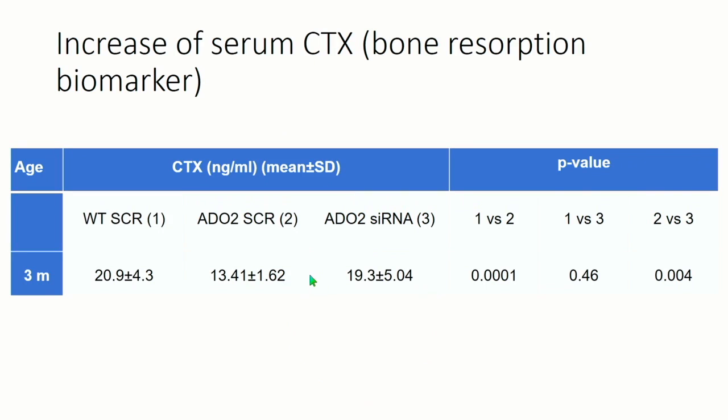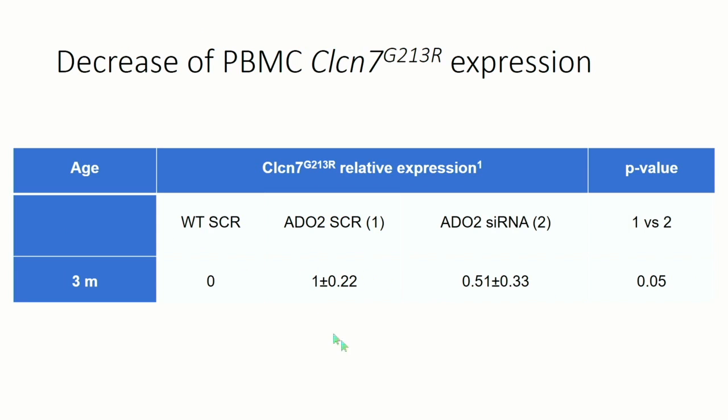And so let's start with this. You see here that the CTX, a marker of bone resorption, was decreased in E02 mice and returned to wild-type level upon the treatment, with a significant increase of bone resorption. From this blood, we isolated the PBMC, and we showed that the treatment was able to decrease the expression in these mononuclear cells from the blood, very clear as is shown here.